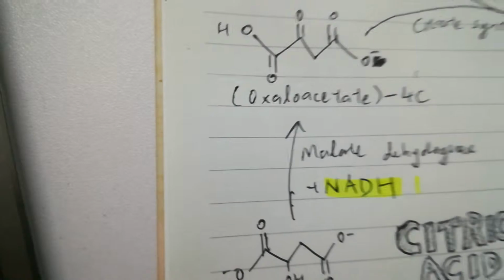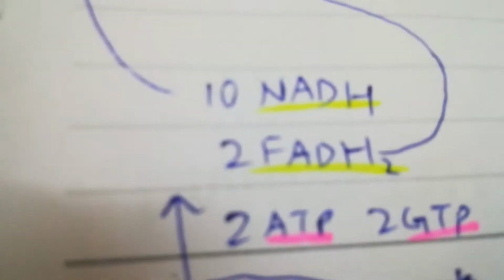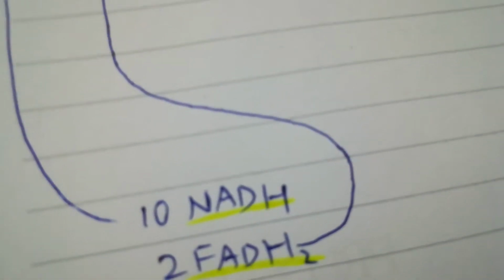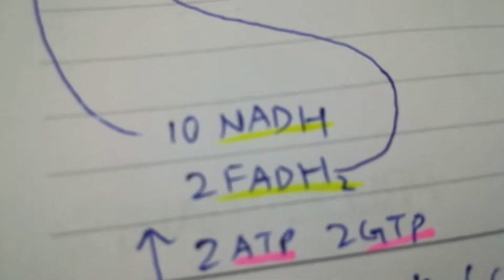So, to recap, 10 NADHs are produced per cycle. 2 FADH2s are produced with a single glucose, and then 2 ATPs, 2 GTPs, and 6 carbon dioxides. It makes sense because glucose gets completely oxidized into carbon dioxide. Well, it ain't strange.